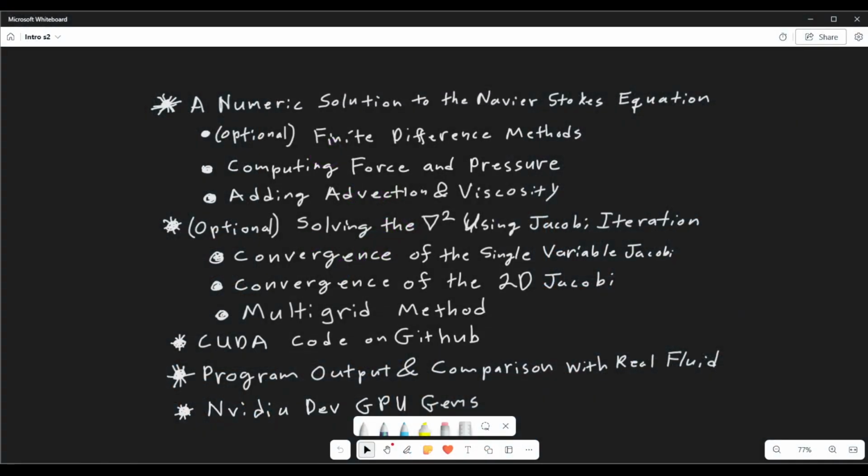And then finally, I'll go through the Nvidia Dev GPU Gems book and go over a few things that they didn't completely get right with that calculation. His pressure calculation is a little off, actually, which improves his convergence considerably, but it probably does not lead to accurate results. So that's it for the intro, and the videos will be posted shortly.